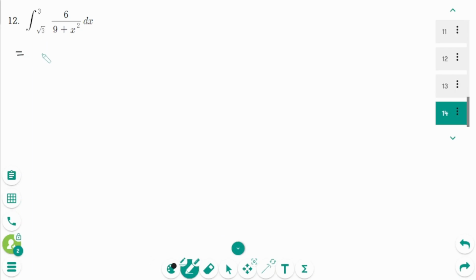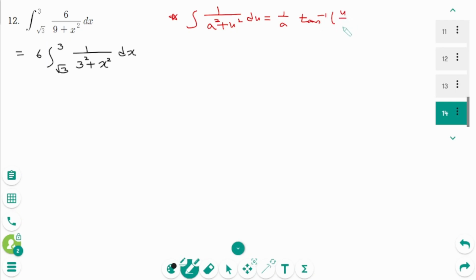We can rewrite as 6 times the integral from square root of 3 to 3 of 1 over 3 squared plus x squared dx. Use this: the integral of 1 over a squared plus u squared du equals 1 over a arctangent u over a plus c. From here, a squared is 3 squared, that means a equals 3. Then 6 times 1 over a is 1 over 3 arctangent u over a. U is x, then x over a is 3. Upper limit is 3, lower limit is square root of 3.